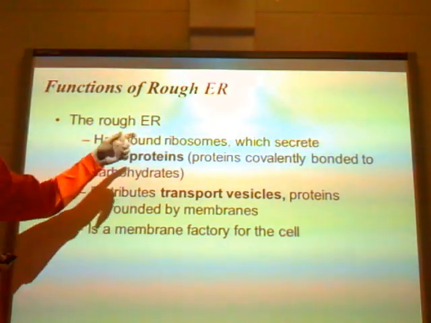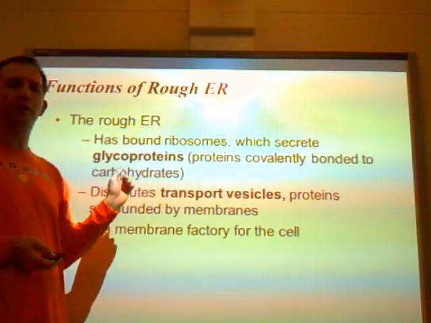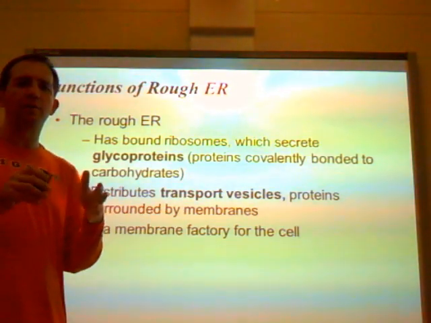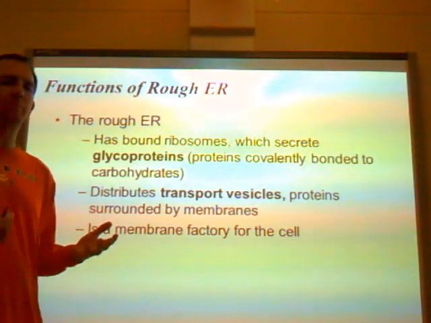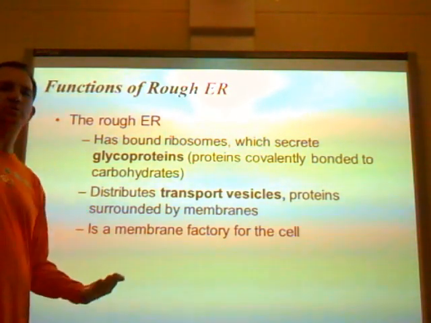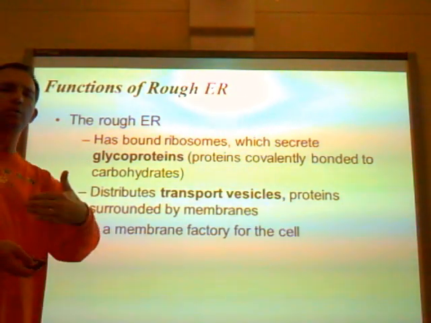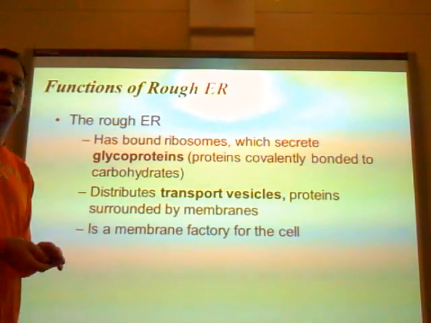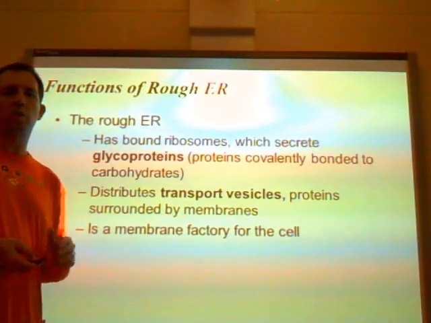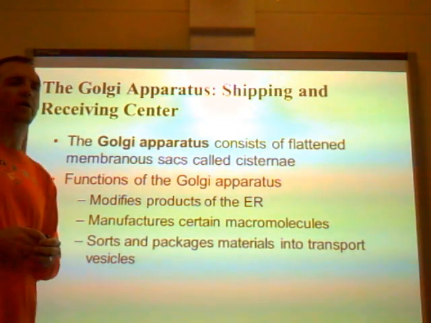Rough ER, bound ribosomes. These are going to secrete glycoproteins, and glyco meaning sugar, protein being protein. So these are going to be proteins that are actually covered or bonded with carbohydrates. Distributes transport vesicles, which means that the proteins are actually going to be surrounded by these vesicles so that these proteins can move from one area of the cell to another area of the cell. And we call it the membrane factory for the cell. So this is where we're actually going to continue to build the various components of our membrane.